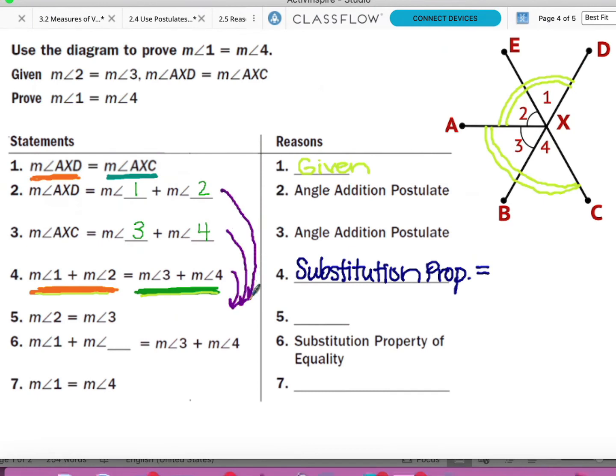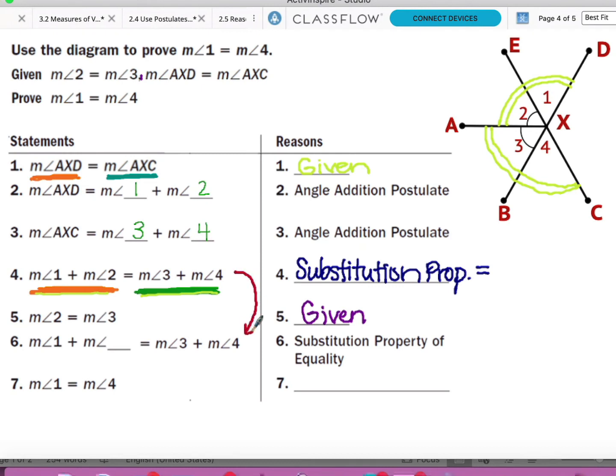Now step 5 says angle 2 is equal to angle 3, and I don't really see anything up above that tells me that. And that's when I realize, oh, that was one of my original given statements. Why did they save it until now? Well, sometimes you don't bring up those givens until you're ready to use them.